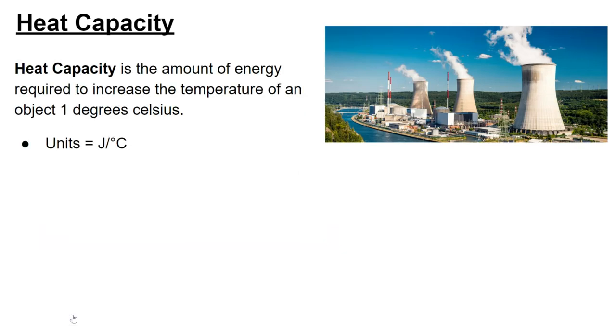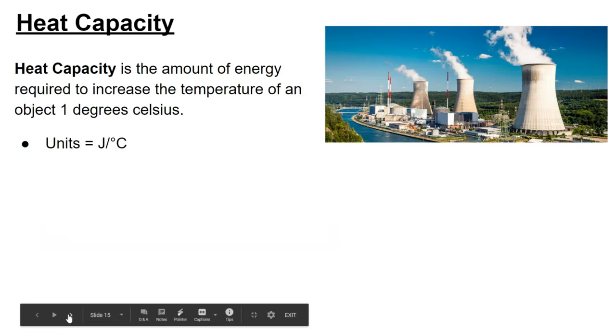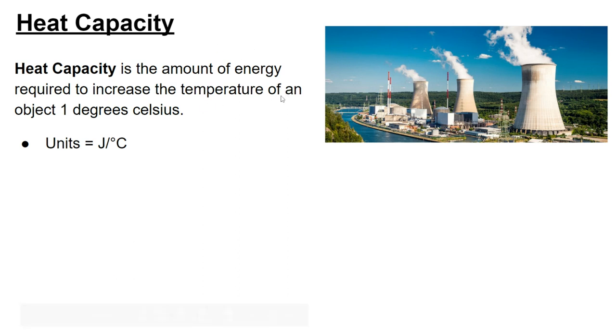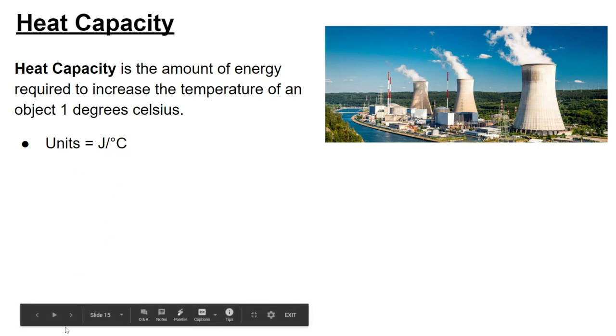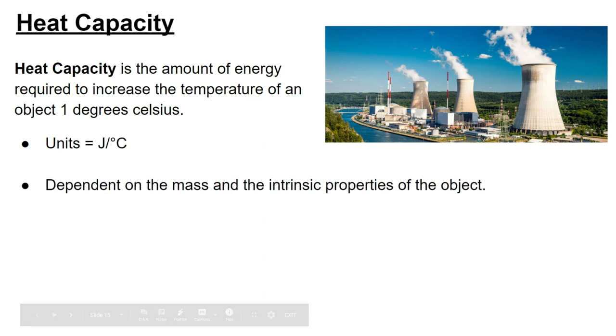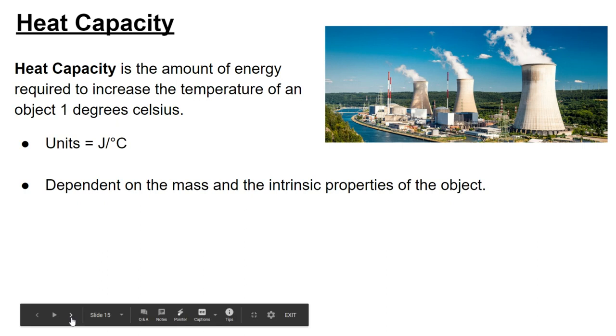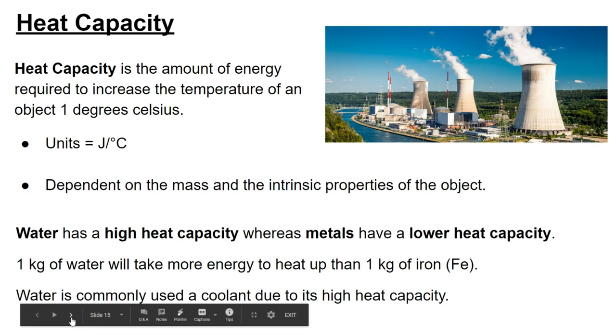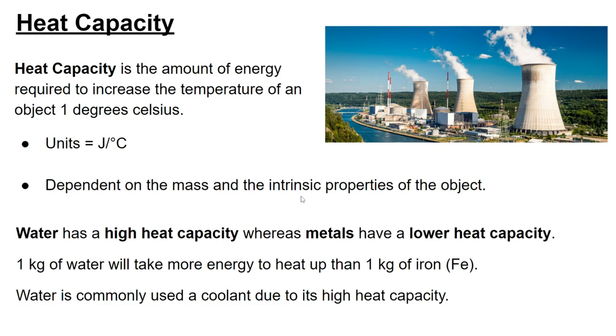Let's talk about the heat capacity now. The heat capacity is the amount of energy required to increase the temperature of an object by 1 degree Celsius. Units are joules per degree Celsius. Here we are missing the gram, if you can see that very clearly. It is dependent on the mass, though, and is also an intrinsic property of an object. So it also depends upon the object, what it is made up of, what the properties of that object are.